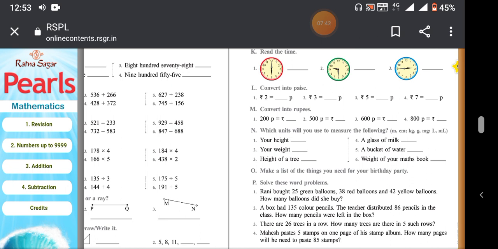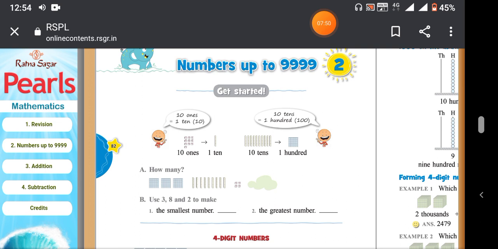Then students, now let us start the lesson, numbers up to 9999. So students, let's start. Observe the picture on the screen. There are 10 boxes. They are called 10 ones. Those individual boxes are called ones.